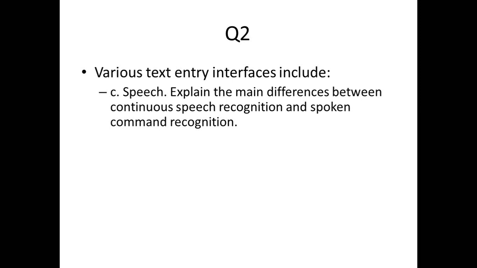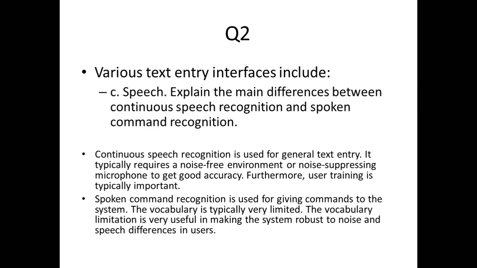Explain the main differences between continuous speech recognition and spoken command recognition. Continuous speech recognition is used for general text entry. It typically requires a noise-free environment or noise-suppressing microphone to get good accuracy. Furthermore, user training is typically important. The spoken command recognition is used for giving commands to the system. The vocabulary is typically very limited, but the vocabulary limitation is very useful in making the system robust to noise and speech differences in users.